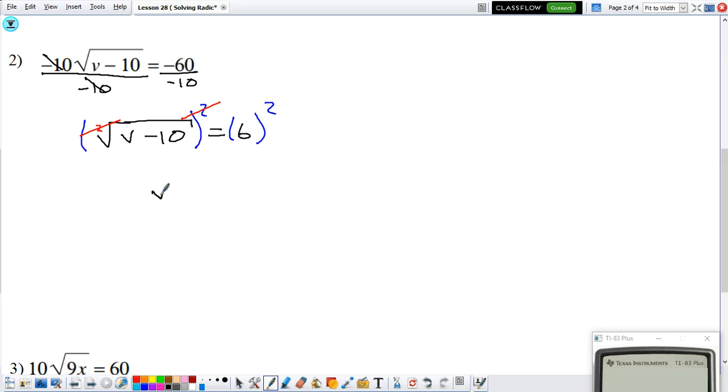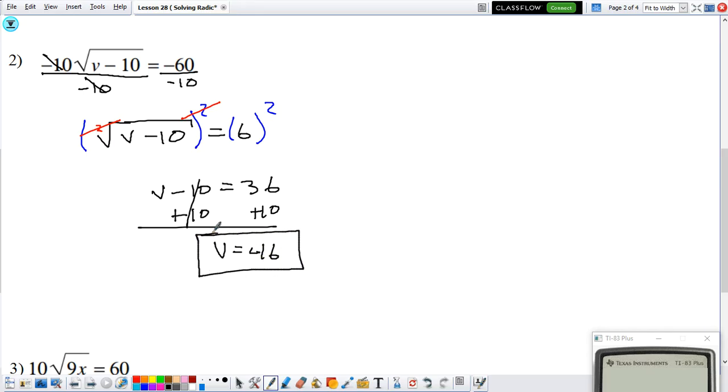So now we have that b minus 10 is equal to 6 to the second, which is just 36. And then you just solve. So plus 10, and b goes to 46. This is it. Nothing fancy here. We just eliminate the square root by taking the exponent.